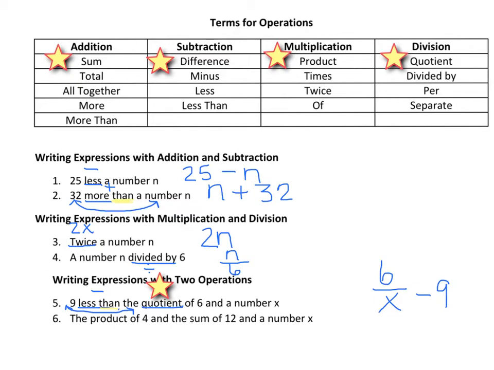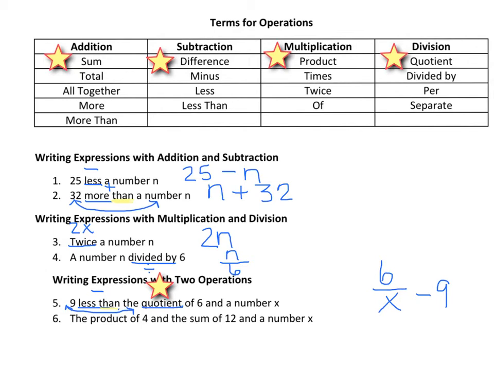Now, since it's the quotient of 6 and x, that means you have to divide first before you subtract 9. Due to the order of operations, parentheses are not necessary. However, when you're talking about one of these starred terms, you have to ask yourself if you need parentheses, because you need those answers before you can perform other operations.